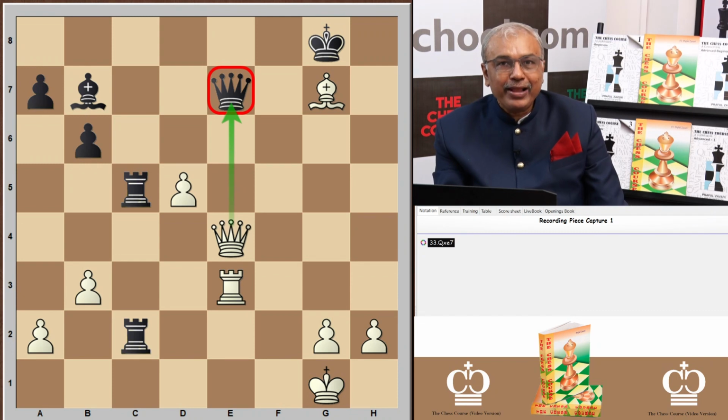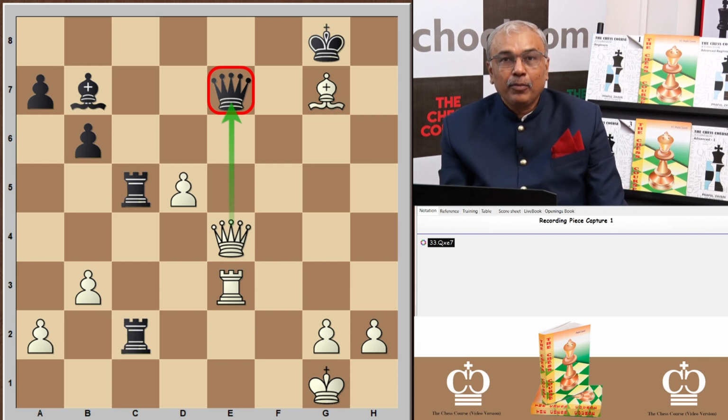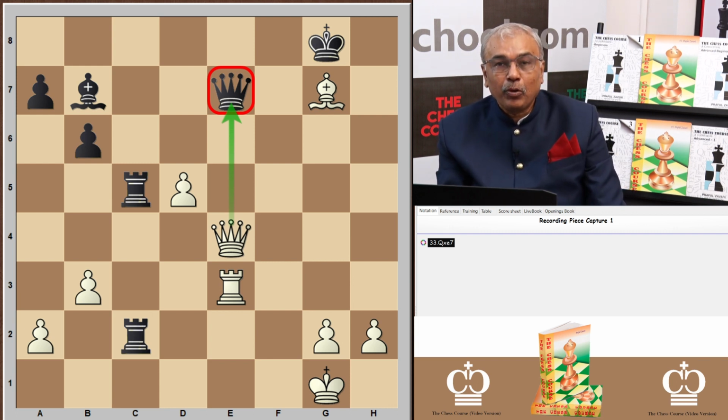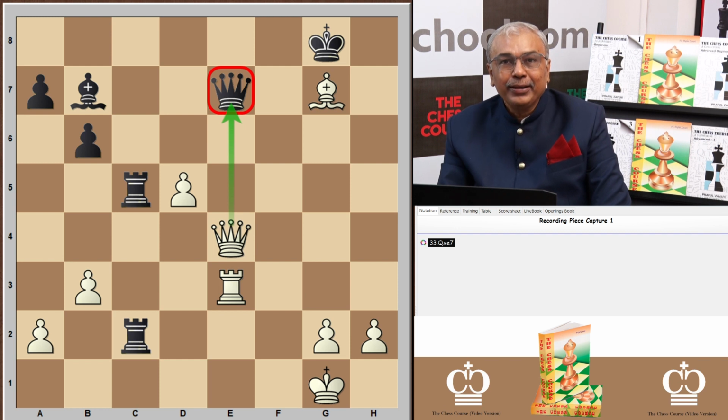So up till now, we have learned the square names, how to record movement of a piece from one square to another, movement of a pawn from one square to another, and finally how to record a pawn promotion. And now we shall learn how to record capture with a piece.